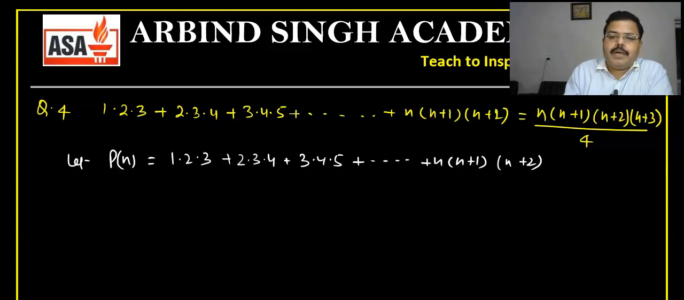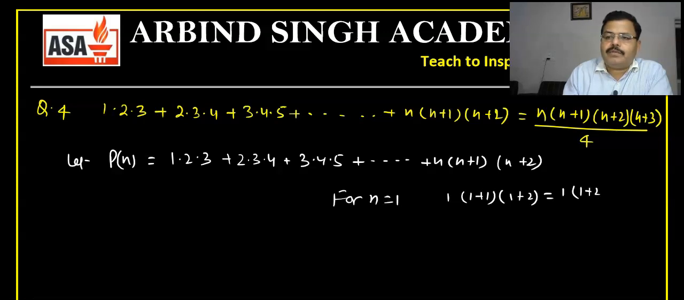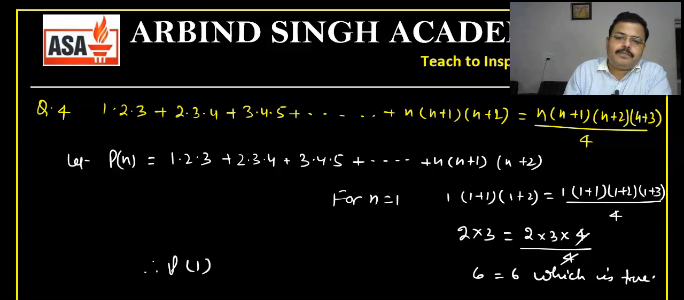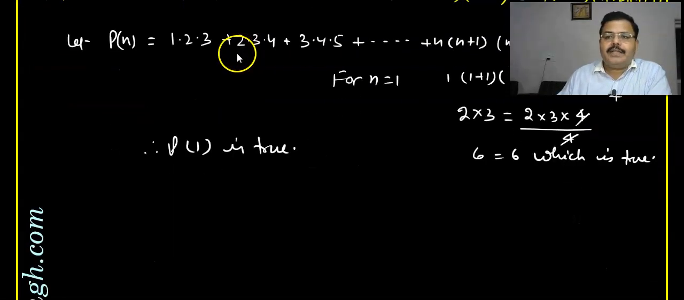And if I put n is equal to 1, so for P(1), the LHS is, for n is equal to 1, 1 into (1 plus 1) into (1 plus 2), and the RHS will be 1 into (1 plus 1) into (1 plus 2) into (1 plus 3) divided by 4, isn't it? So this will be 2 into 3, and that will be 2 into 3 into 4 by 4. So 4 and 4 cancel, 6 is equal to 6, which is true. So therefore, P(1) is true.